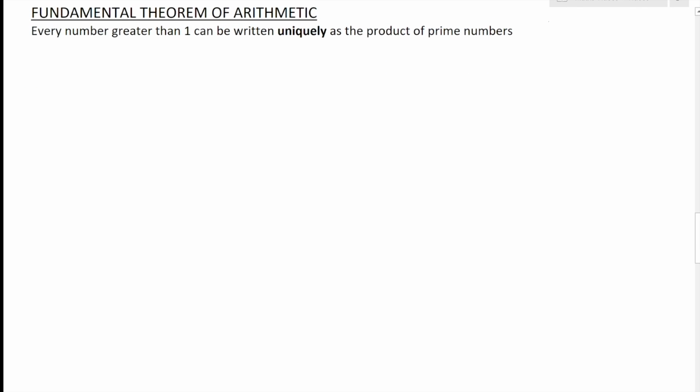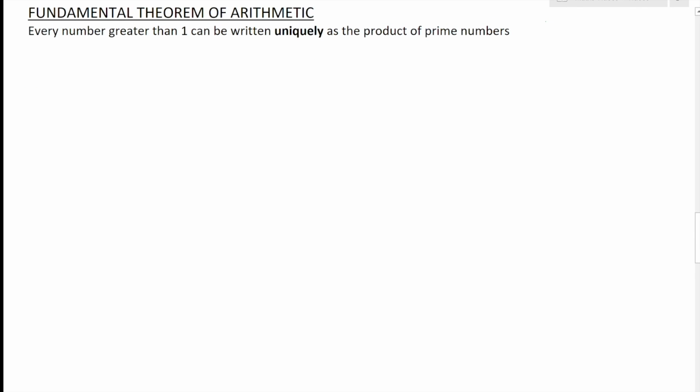And this is very important because, as we'll get onto, there's this thing called the fundamental theorem of arithmetic, which says that every number greater than 1 can be written uniquely as the product of prime numbers. See, I've got uniquely in bold there. What this means is that there's only one way to do it. You can rearrange the numbers around in the multiplication, but you have to have those numbers, no other numbers.